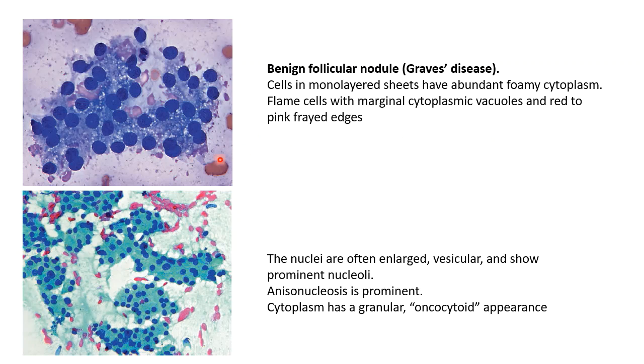You can see the cells arranged in monolayered sheets and they have abundant foamy cytoplasm. You can see these flame cells with pinkish cytoplasm. Marginal cytoplasmic vacuoles can be seen and the edges are pinkish and frayed. The nuclei can be enlarged, vesicular, prominent nucleoli can be seen, and anisonucleosis can be seen, and the cytoplasm has an oncocytoid appearance.